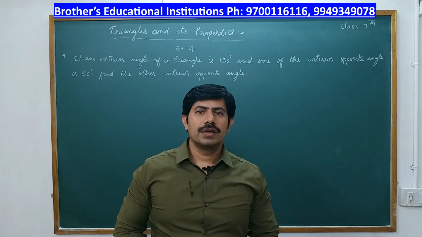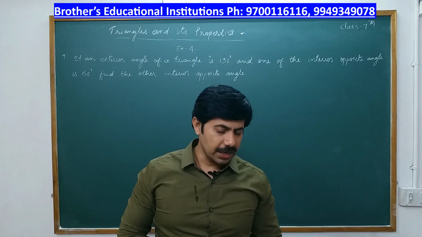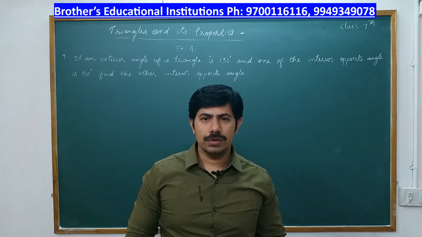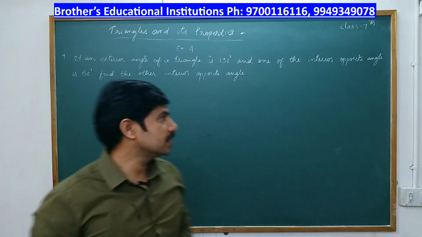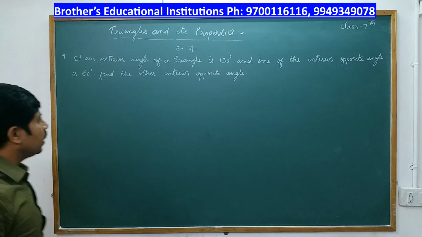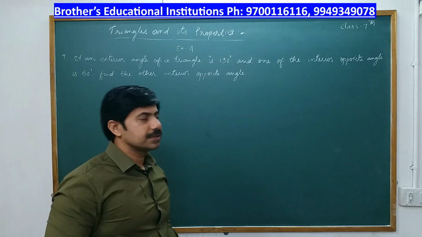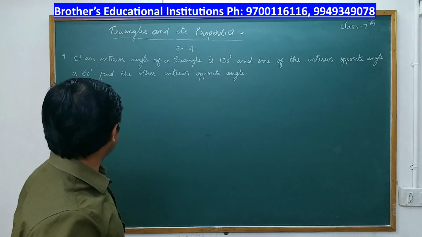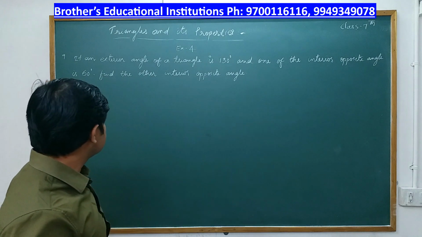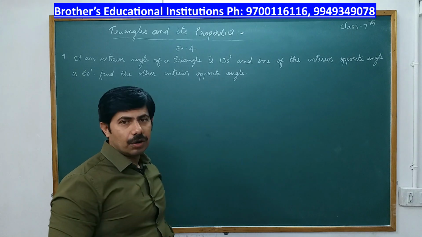Welcome back. So we are doing the problems on triangles and its properties. The first problem in today's class is, if an exterior angle of a triangle is 130 degrees and one of the interior opposite angles is 60 degrees, find the other interior opposite angle.